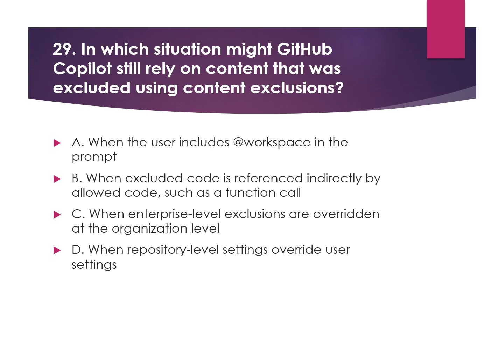29. In which situation might GitHub Copilot still rely on content that was excluded using content exclusions? A. When the user includes @workspace in the prompt. B. When excluded code is referenced indirectly by allowed code, such as a function call. C. When enterprise-level exclusions are overridden at the organization level. D. When repository-level settings override user settings.